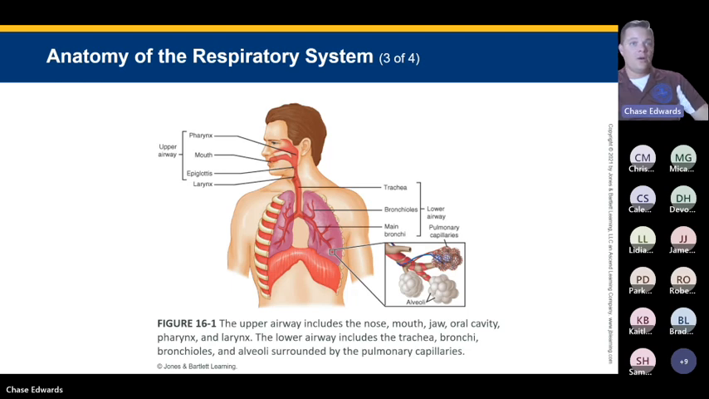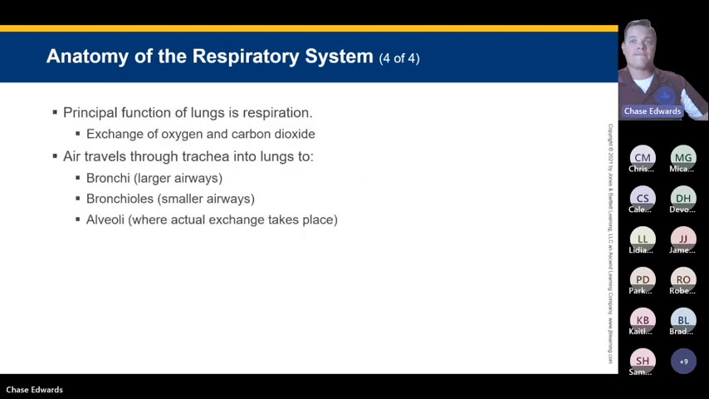You can also see the lower airways here, all the way down to the alveoli and the pulmonary capillaries. All right. So the principal function of the lungs is respiration. If you remember respiration, what we talked about. So respiration is the exchange of oxygen and carbon dioxide. That's the actual exchange of that O2 and CO2.